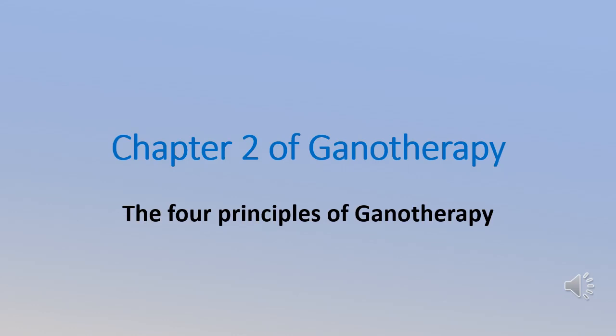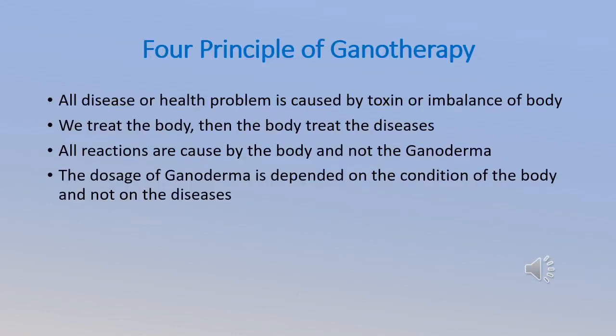In Ganotherapy, there are 4 principles. We are going to discuss in detail these 4 principles. The first principle is that all diseases or health problems, whatever the problem faced by our body, are caused by 2 causes only: the toxin and the imbalance of the body. Only 2 causes. Secondly, we treat the body, then the body treats the disease. We never treat disease. This is the second rule.